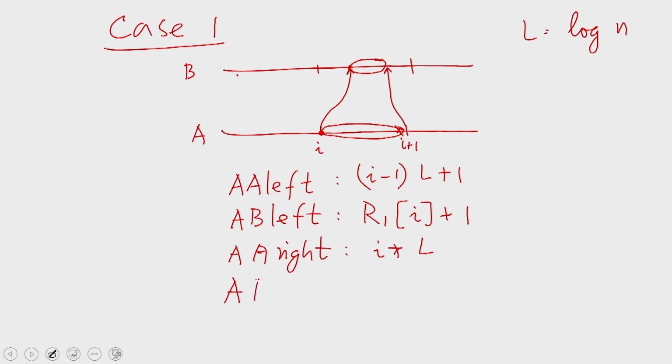Similarly, on the B side, the last element within the circle part is the last element that is less than or equal to the I plus first leader of A. Therefore, it is going to have a rank of R1 of I plus 1. So, that was the first case.